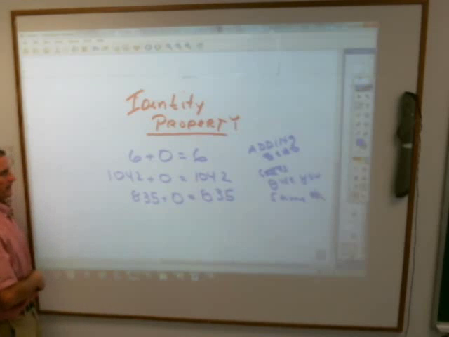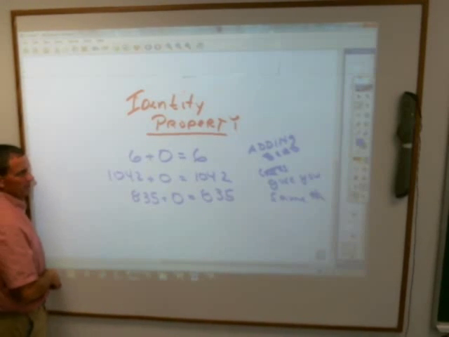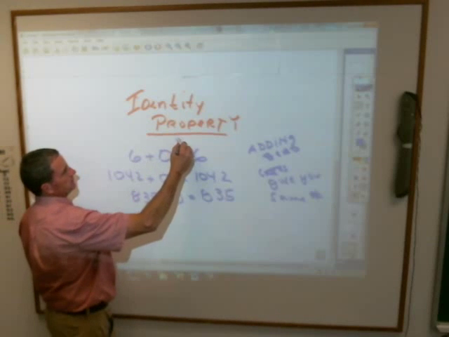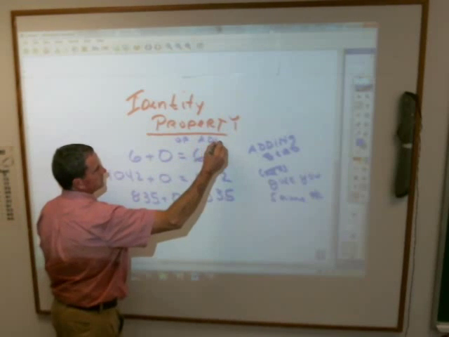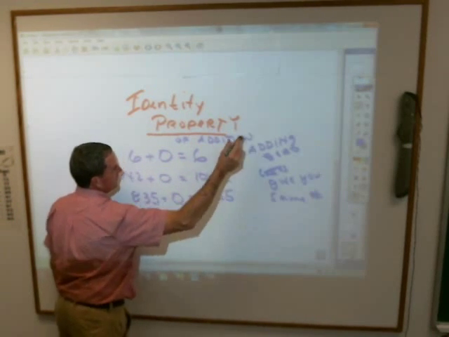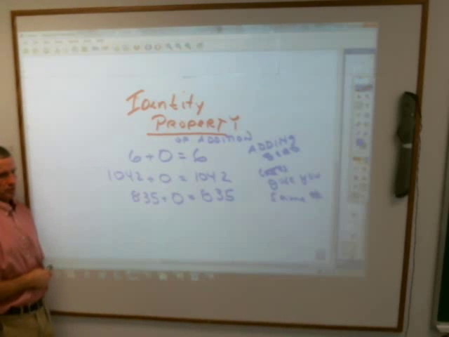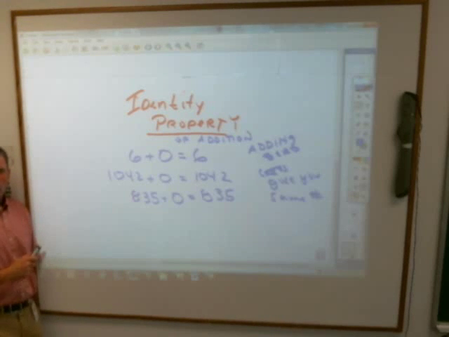Now, if you know that, you don't have to write this down, but this is the identity property of addition. What do you think the identity property of multiplication is? Knowing that adding 0 gives you the same number, what do you think the identity property of multiplication is?